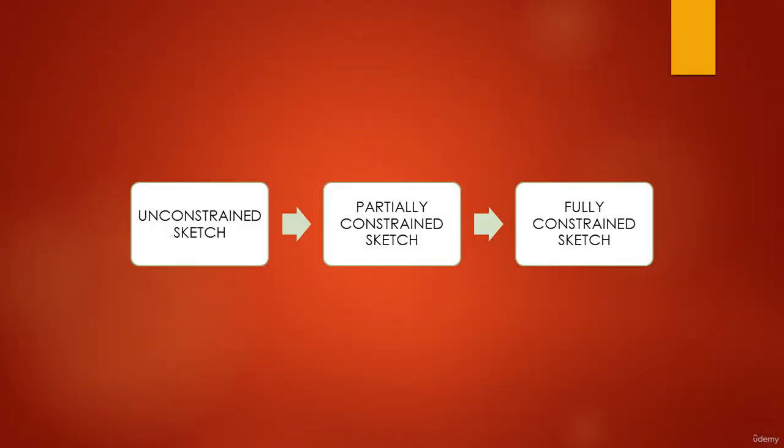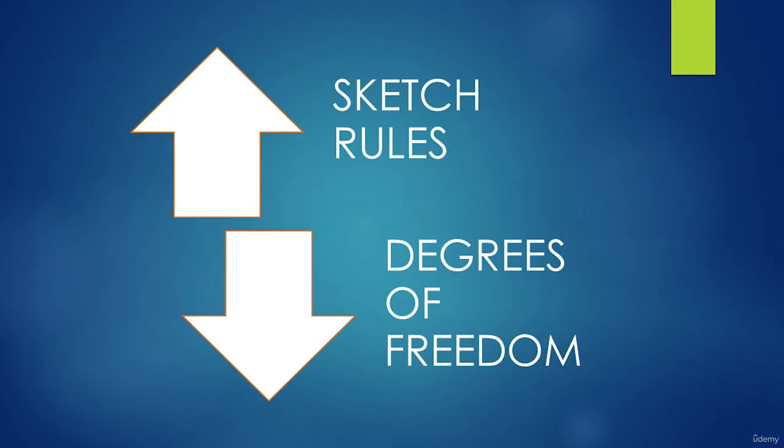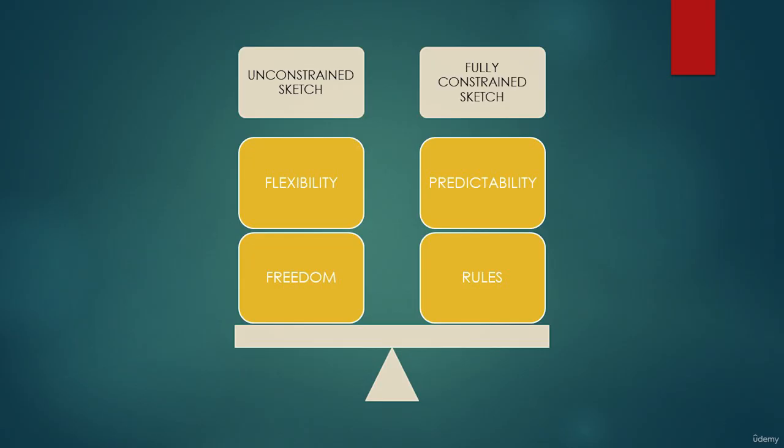Sketches can either be unconstrained, partially constrained, or fully constrained. I like to think about constraints as rules. More rules equals less freedom, and just as in life, there are times when rules are good and there are times when no rules are good. And the best thing is probably a balance between rules and different degrees of freedom.